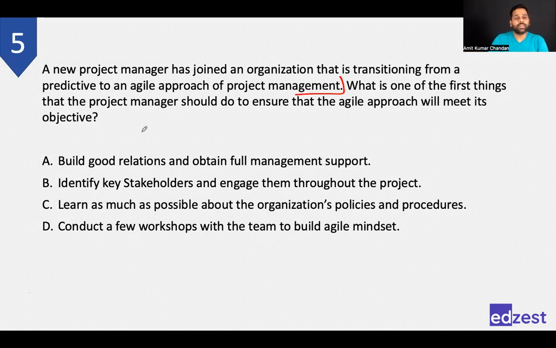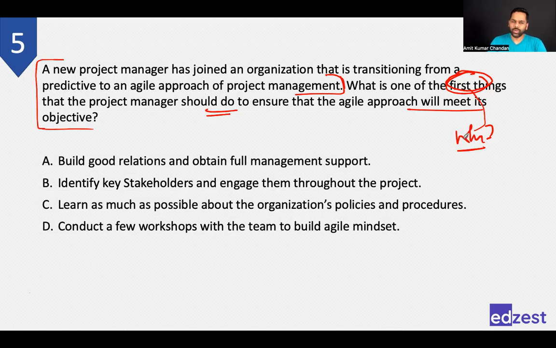So what is one of the first things that the project manager should do to ensure that the agile approach will meet its objective? This is one question where the answer should automatically come to your mind when you look at the question. Whenever a project is to be started, whenever an organization is moving from something to something, or you want to start using an agile approach, the first thing almost always is to understand why.